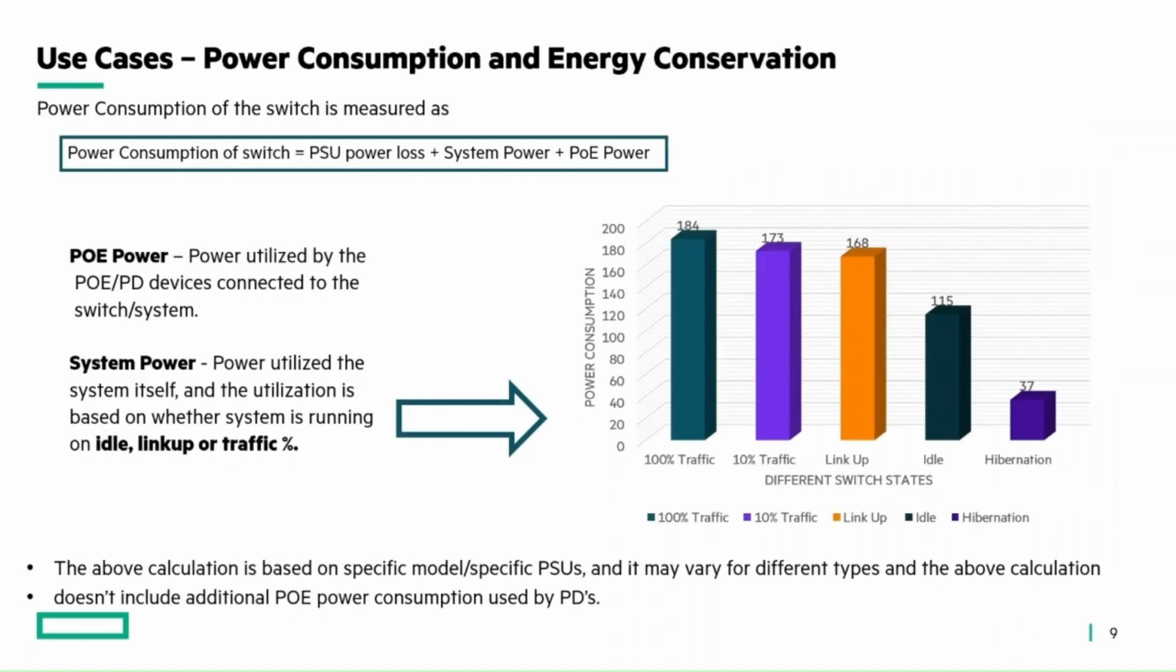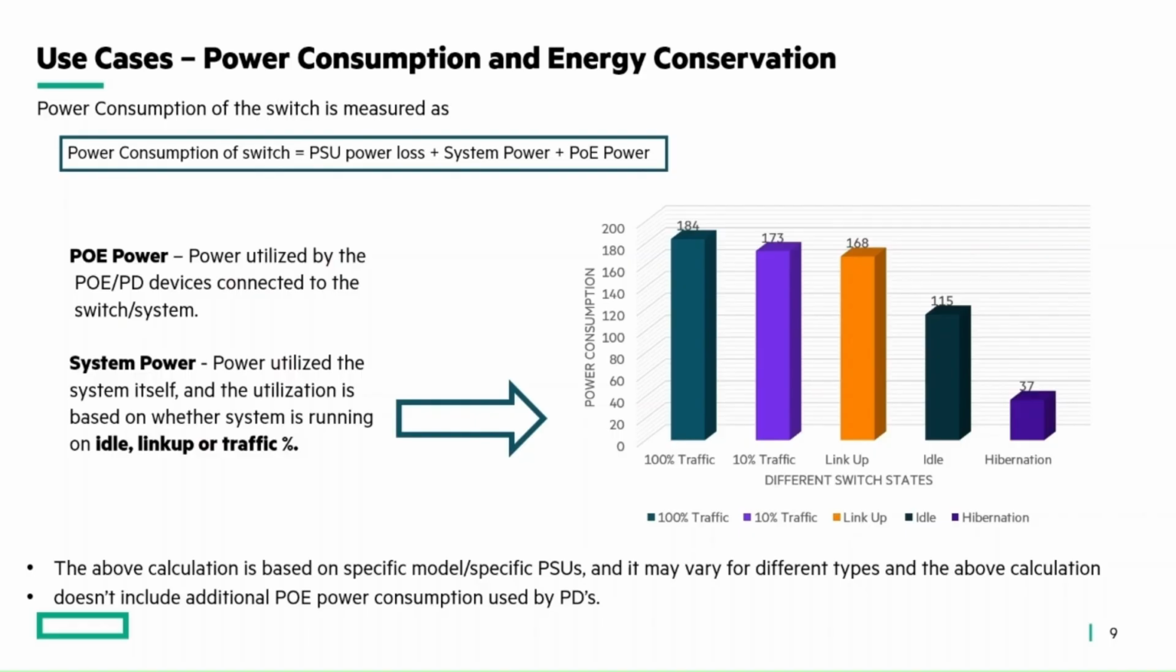Let's have a look into the power consumption and energy conservation. Power consumption of the switch is measured as the sum of the PSU power loss, system power, and PoE power. PoE power is the direct power utilized by the PDs or PoE devices which are connected to the switches.